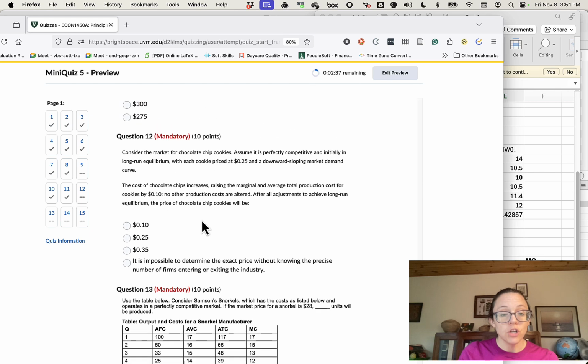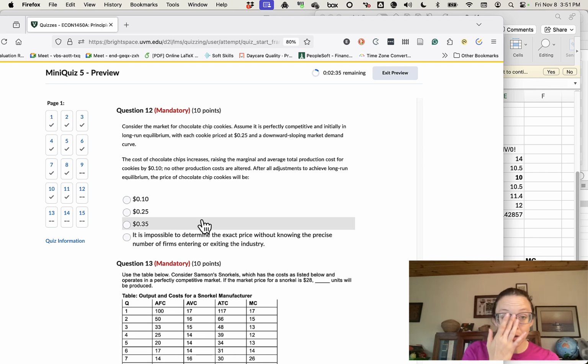Now we have a market for chocolate chip cookies. It's perfectly competitive. It's initially in long run equilibrium. And each cookie is 25 cents each. Now the cost has increased such that the marginal costs go up by 10 cents and the average total cost goes up by 10 cents. Our question is what happens when we're back in the long run equilibrium again?